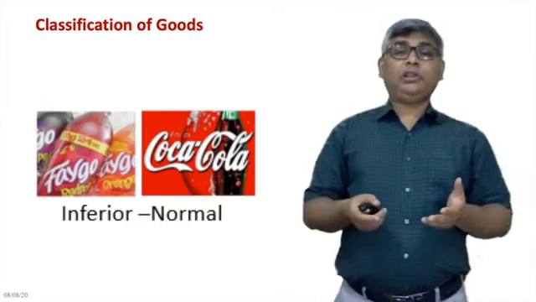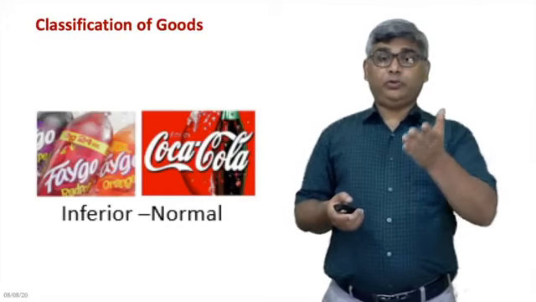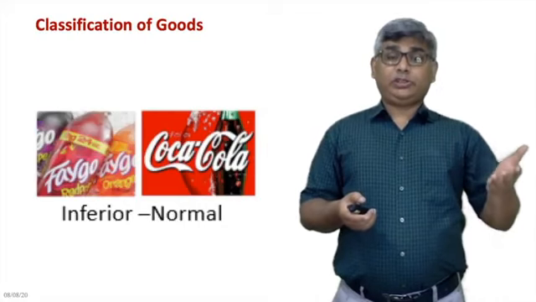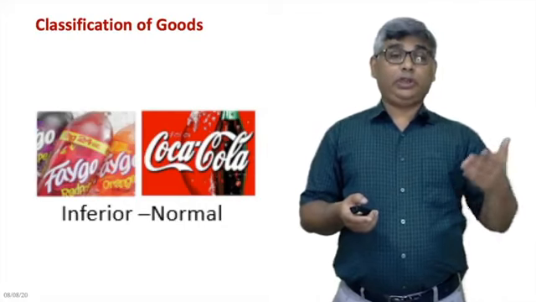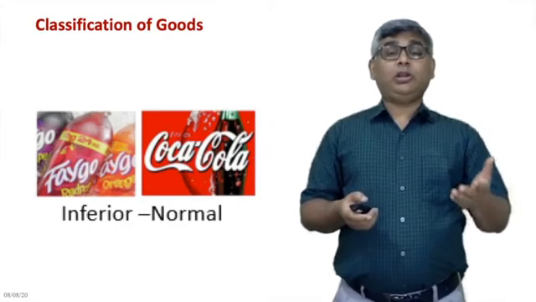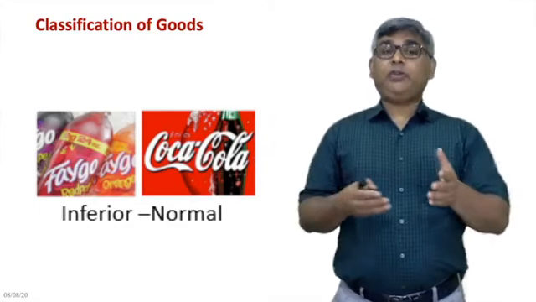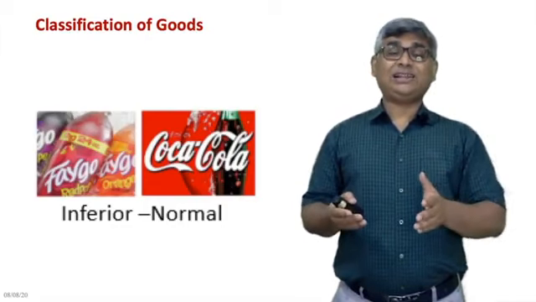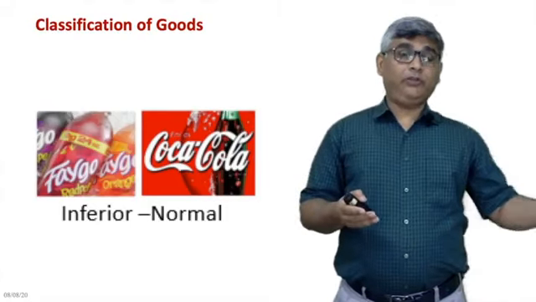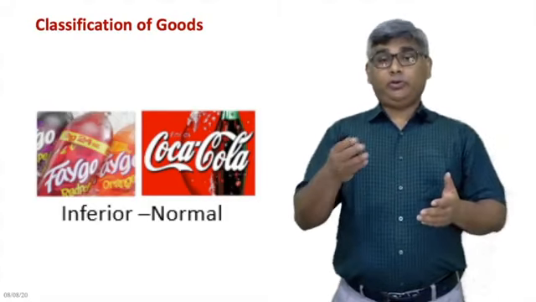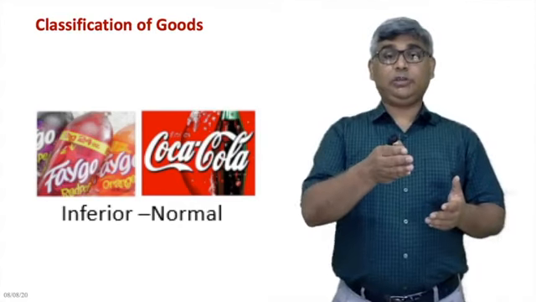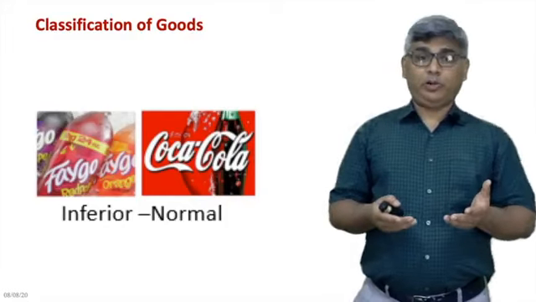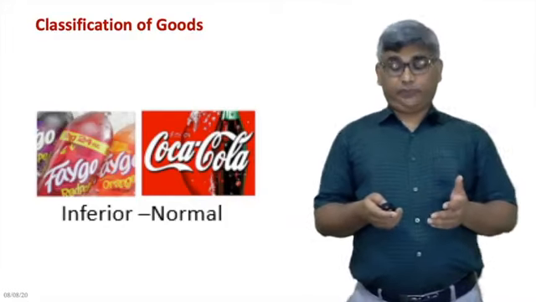For example, in this slide you can see we have two brands. One is Coca-Cola and another one is Figo. Figo is a brand which is not very well known, or rather we can say it is a lower quality brand. So if we have a higher purchase power, we don't go for the Figo brand, rather we will prefer Coca-Cola. So in that sense, Figo is an inferior good. However, Coca-Cola falls in the category of a normal good. So this is again one such classification.